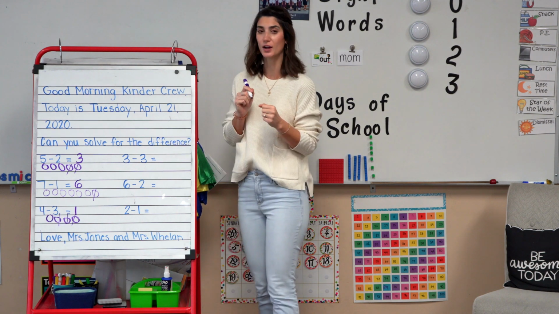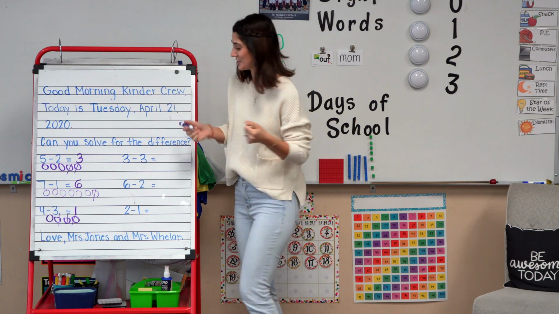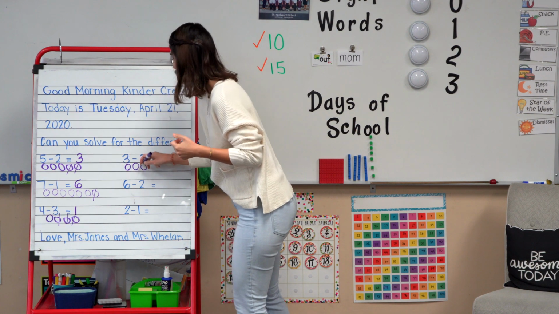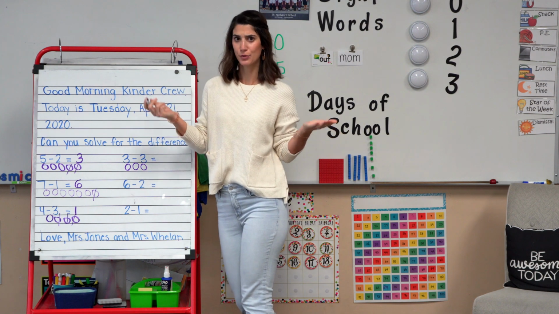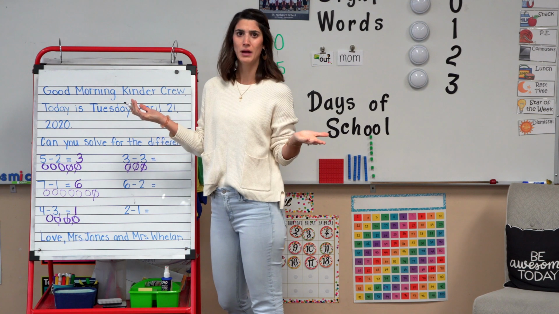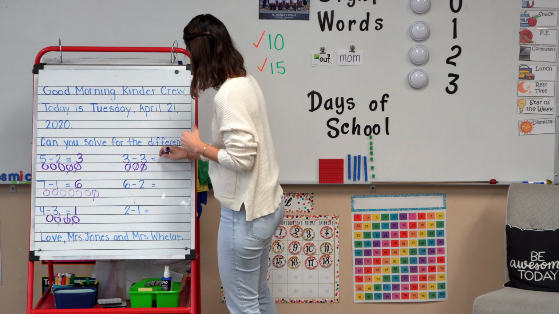All right, let's look up here. 3 minus 3 equals? All right, let's draw it. 1, 2, 3. And I'm taking away 3. 1, 2, 3. How many are left? 0. 0 is our difference.